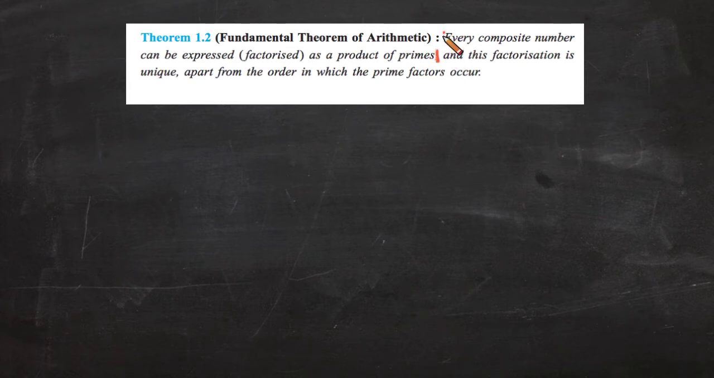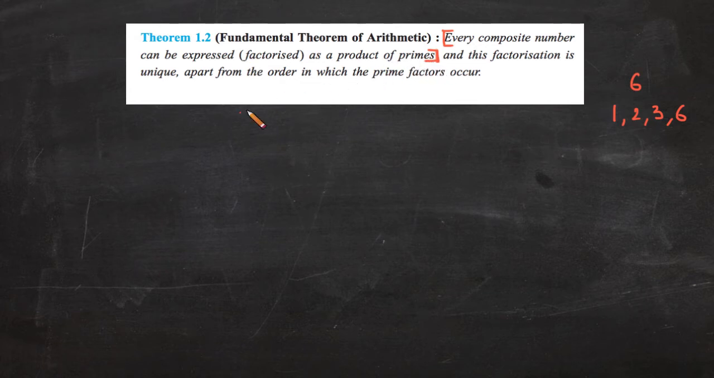First is every composite number. So, what is a composite number? Any number that has more than two factors is a composite number. For example, 6. The number of factors of 6 are more than 2: 1, 2, 3 and 6. So this is a composite number. So every composite number can be factorized as a product of primes.